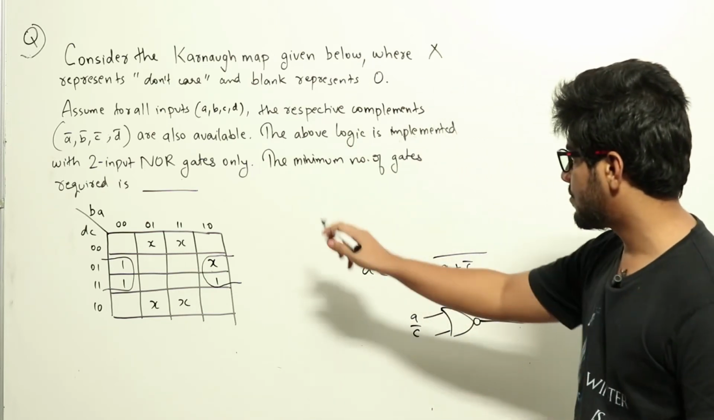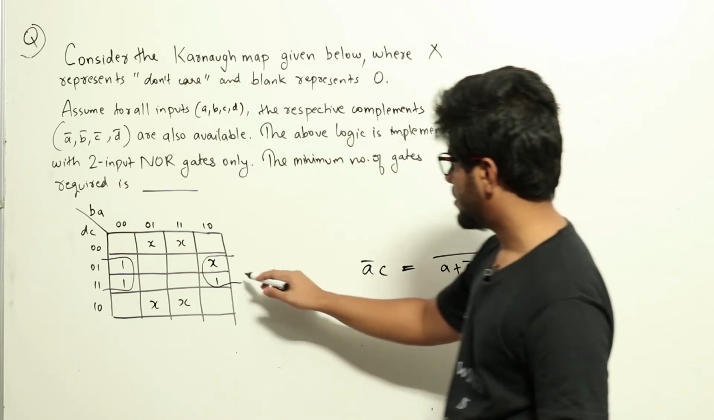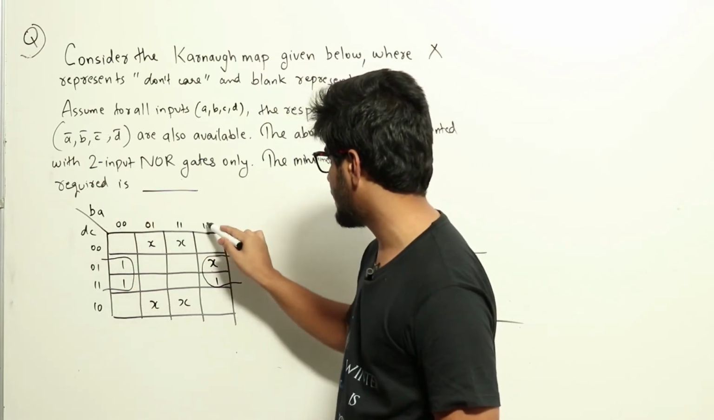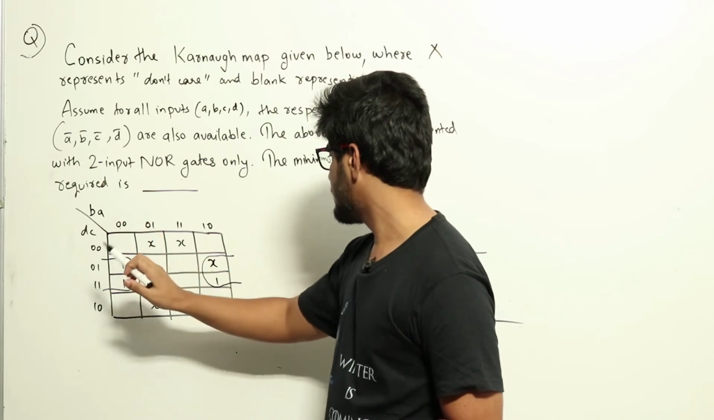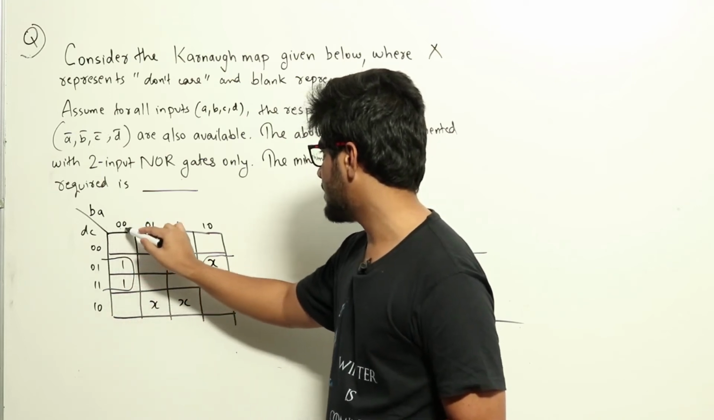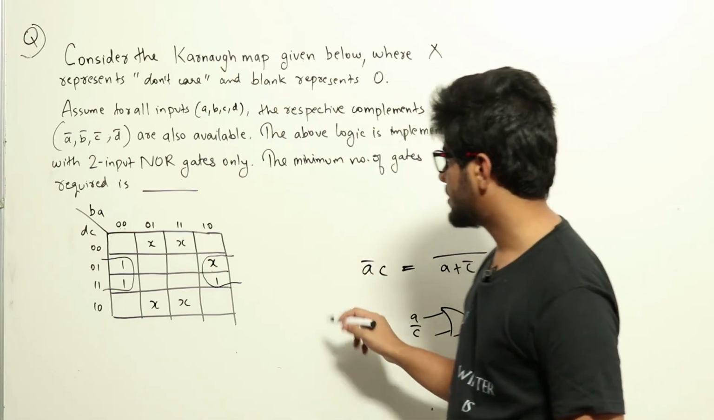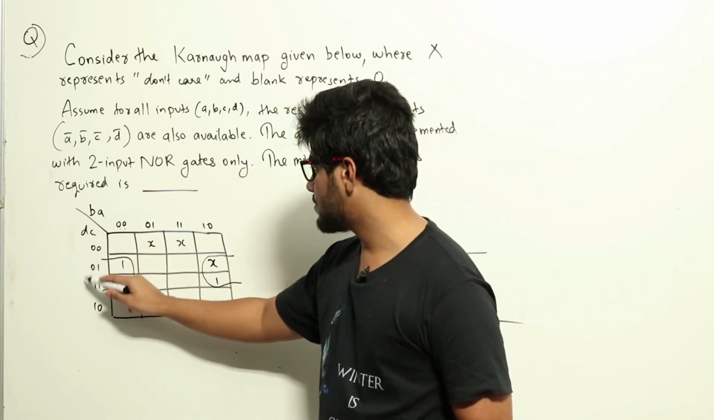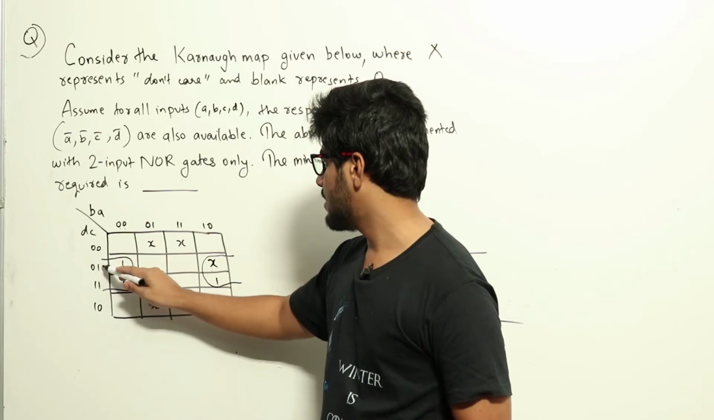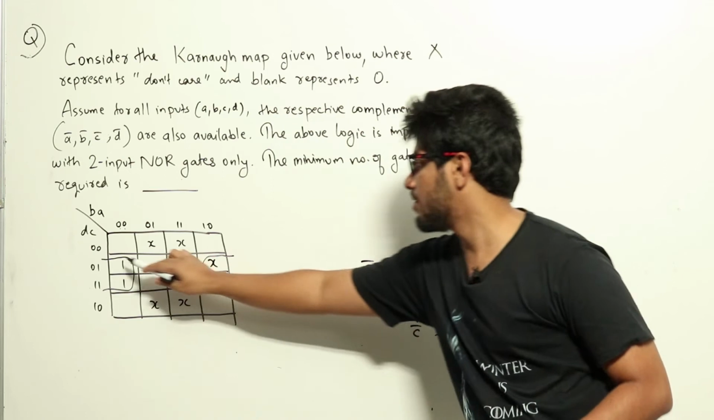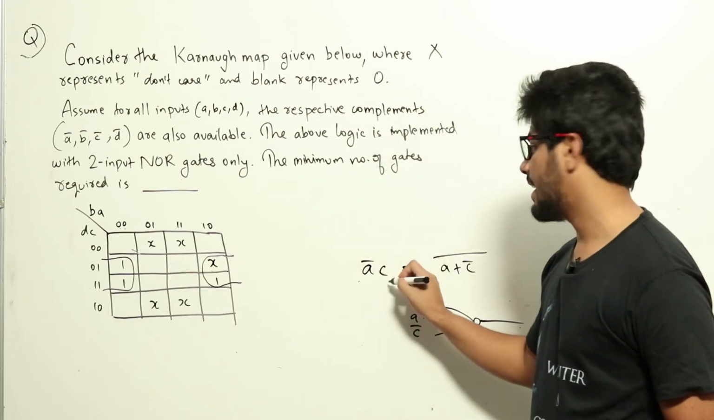Now we will find out what this actually is. If you look, the variable B changes from 0 to 1 here, so B is not the one which we have to take here. A remains constant at 0 to 0, so we can write A complement. Now here D changes from 0 to 1, so D is not the one. C is constant, C is 1, so we can write C. So what I have drawn here, these 4 together, this is A complement C.